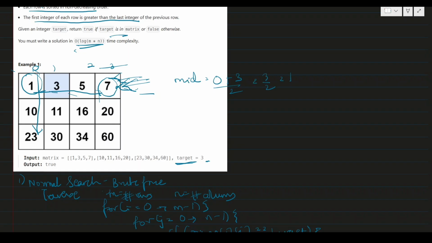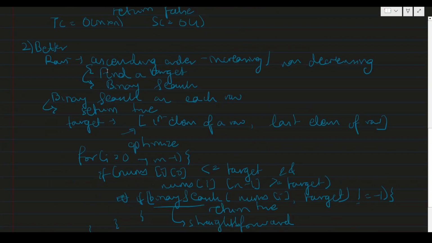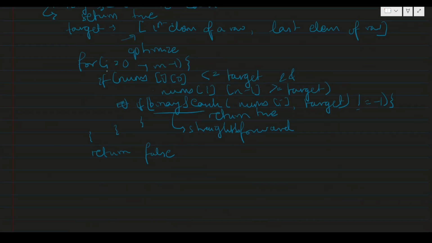Then we'll check with the mid. Yes, we have indeed found 3, the mid value is itself the target, so we will return its index, that is 1, and as the return type is not -1, we'll simply return true, that we have found the element.